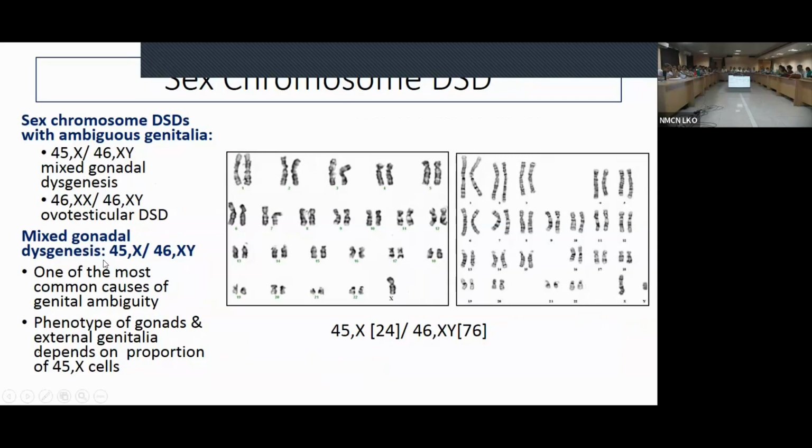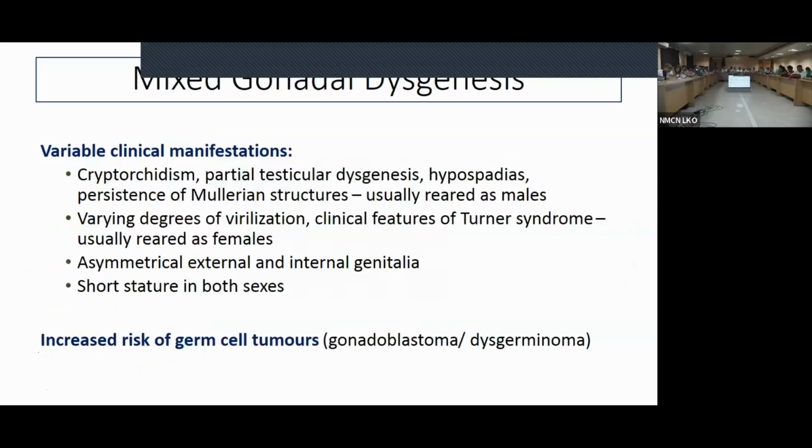So mixed gonadal dysgenesis, in fact, is one of the most common causes of genital ambiguity, and the phenotype of the gonads and the external genitalia here would depend upon the proportion of the 45X cells. So you could have variable clinical manifestations. If there are more 45X cells, you can actually have a Turner-like phenotype only in these individuals, and mostly you will call them Turner syndrome only.